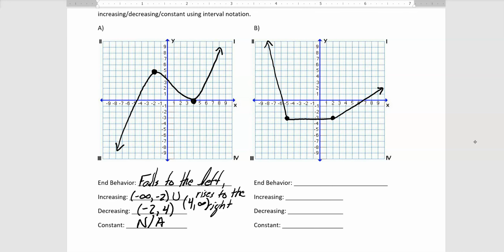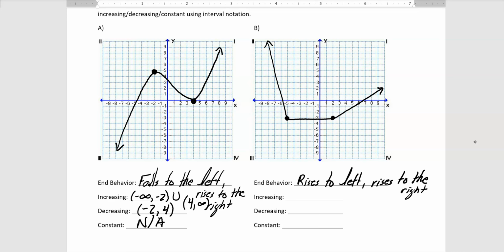And then it's not constant anywhere, so we can say not applicable or none, something like that. And there's letter A. Let's try letter B. So in end behavior here, as I go to the left, definitely rising. If I go to the right, it's also rising. So this would be rises to the left, rises to the right.